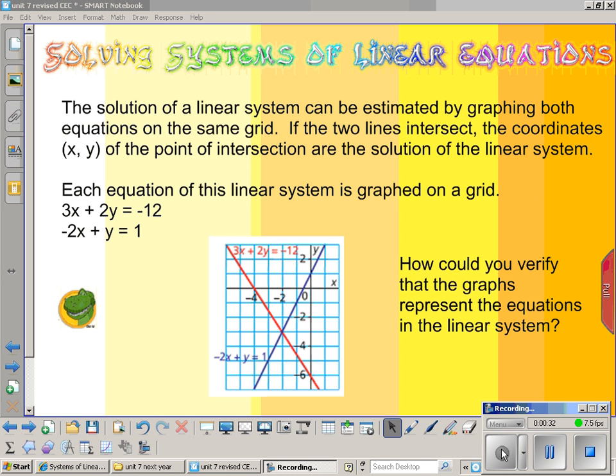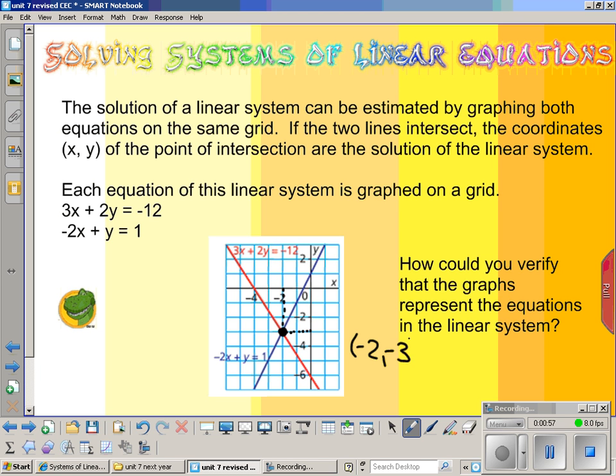So each equation of the following linear system is graphed on a grid. We've graphed the two lines, 3x + 2y = -12 and -2x + y = 1. These intersect, and they intersect at this point. This point here has an x coordinate of -2 and a y coordinate of -3. This is called the solution of the linear system.